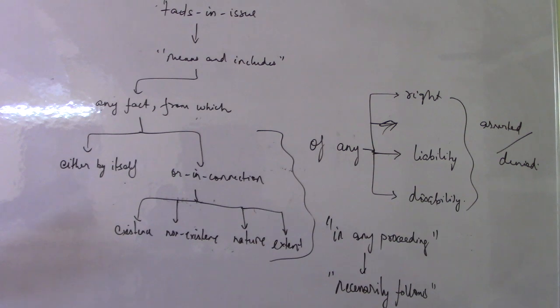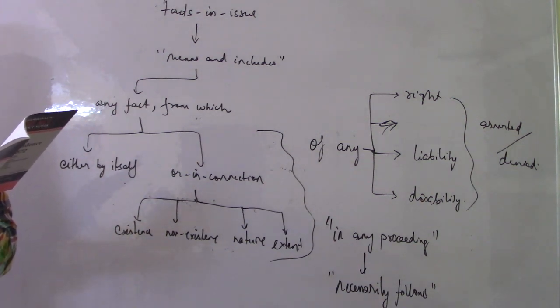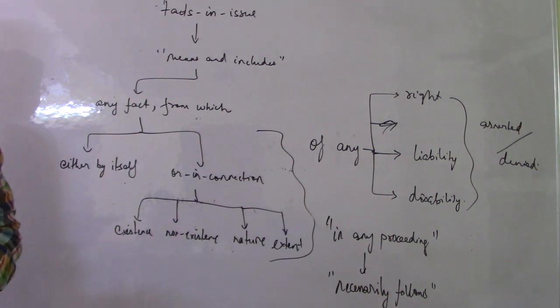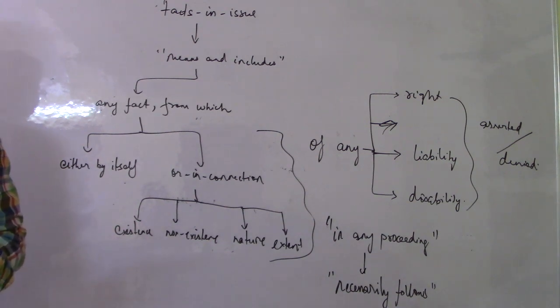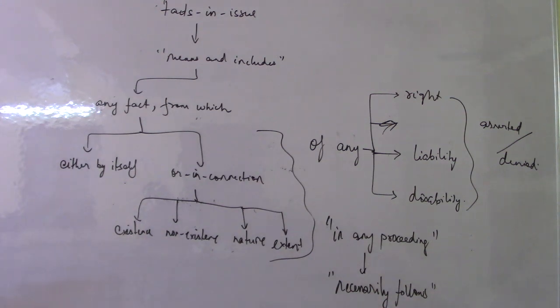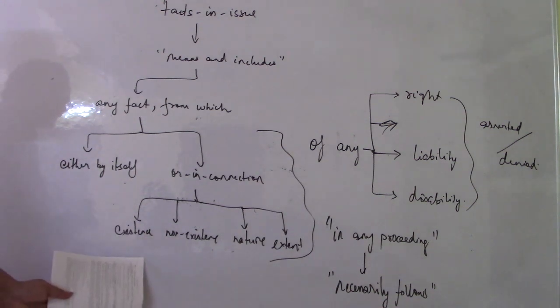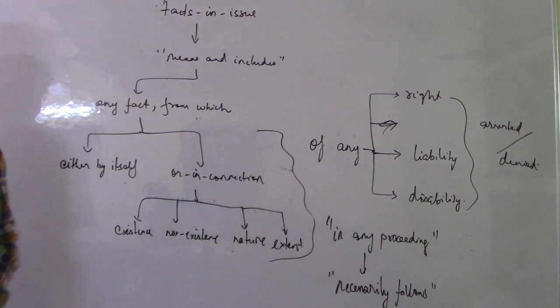A is accused of the murder of B. At his trial, the following facts may be in issue: that A caused B's death. This is directly connected with the existence of liability. That A intended to cause B's death. This is connected with both existence and the extent of the liability.